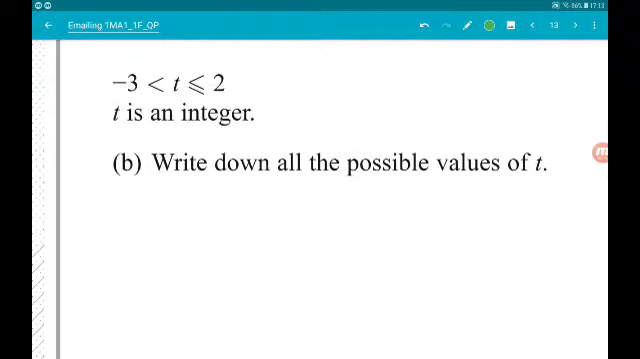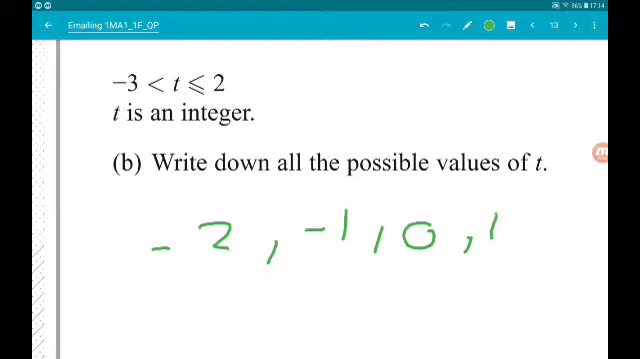Part B, inequalities. So I'll put my solving equations and inequalities playlists down below. We are told t is greater than minus 3 and less than or equal to positive 2, where t is an integer, so that means whole number. We want to write down all the possible values of t. Okay, so t is strictly greater than minus 3. So it's not allowed to equal minus 3. So the first number it's allowed to be is minus 2. Then minus 1. Then 0.